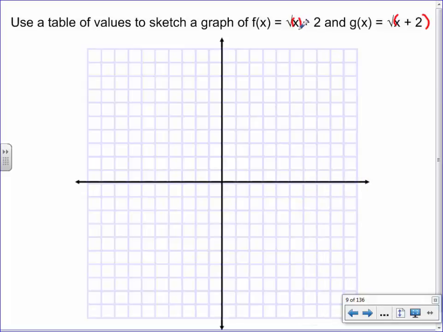This guy right here, what are you doing to your square root graph? You're moving it up 2. So this one just starts here and goes there. It should look roughly like that. That's this guy.